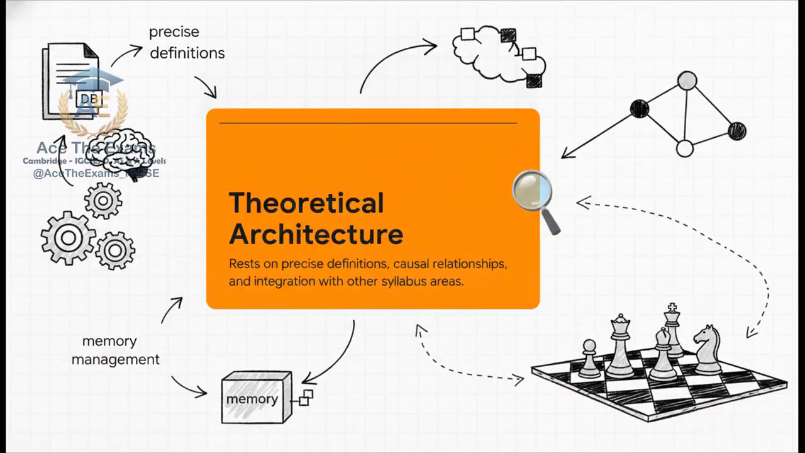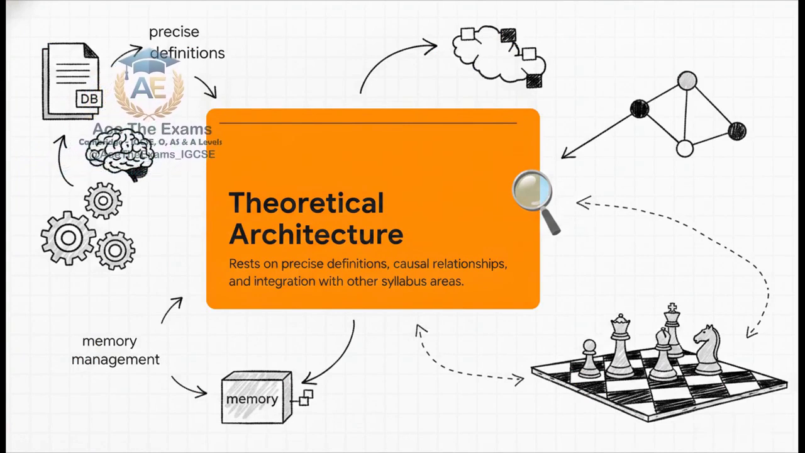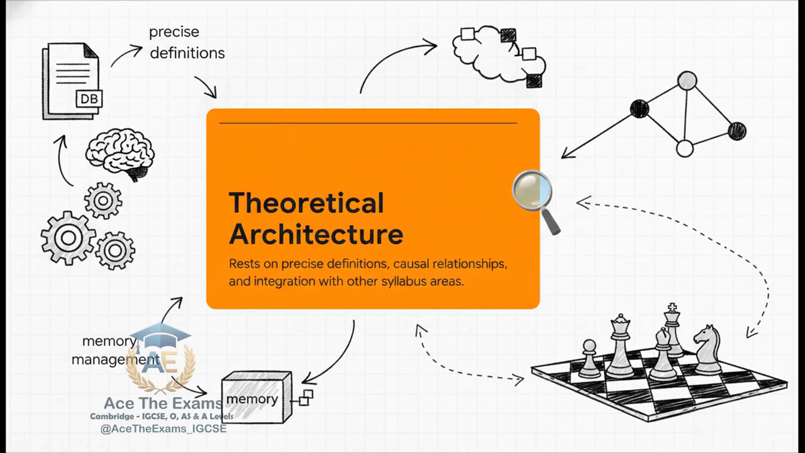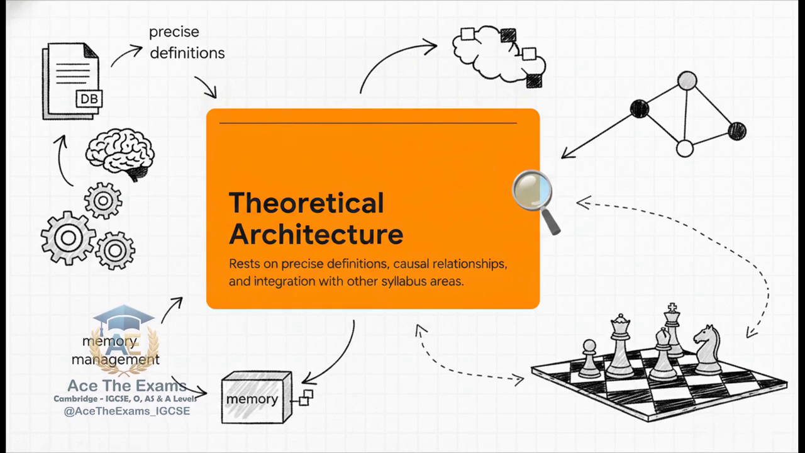The theoretical architecture of writing records to files rests on three massive pillars: precise definitions, causal relationships, and integration. Now, what does that actually mean for you when you're staring at a blank answer booklet? It means rote learning is dead. It is not enough. This is exactly where Alex fails. Alex memorizes the definition of a record, writes it down, and expects full marks.